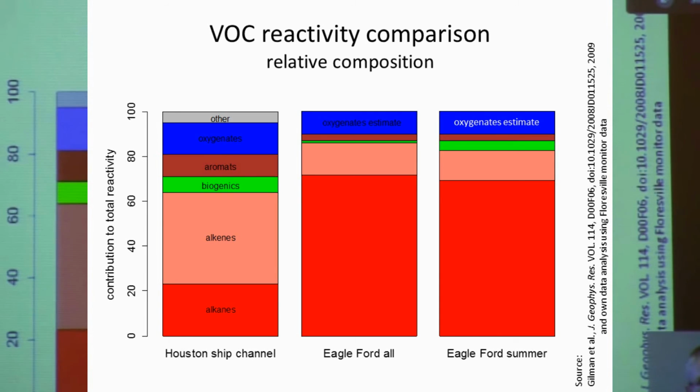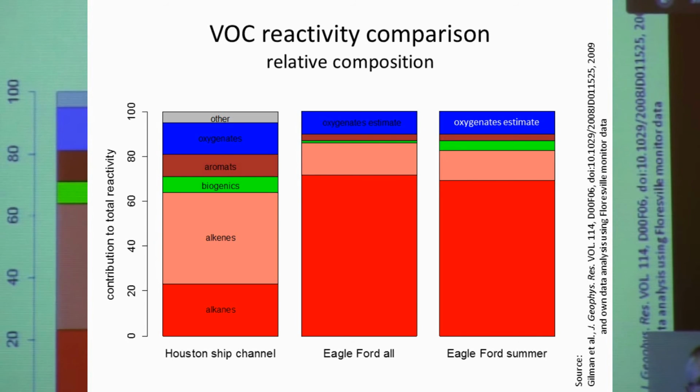Note also that if I select for summer data only, I get a significantly larger bar of biogenic compounds here. And that's for good reasons, because that biogenic bar is driven by isoprene, which is typically only emitted during summertime.